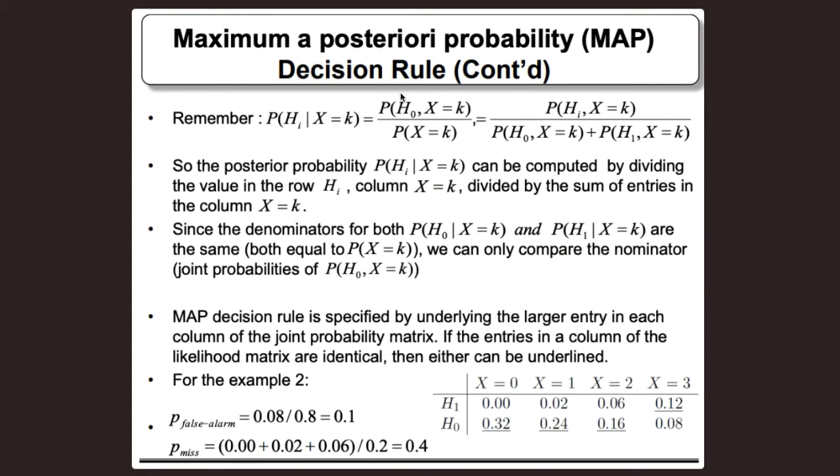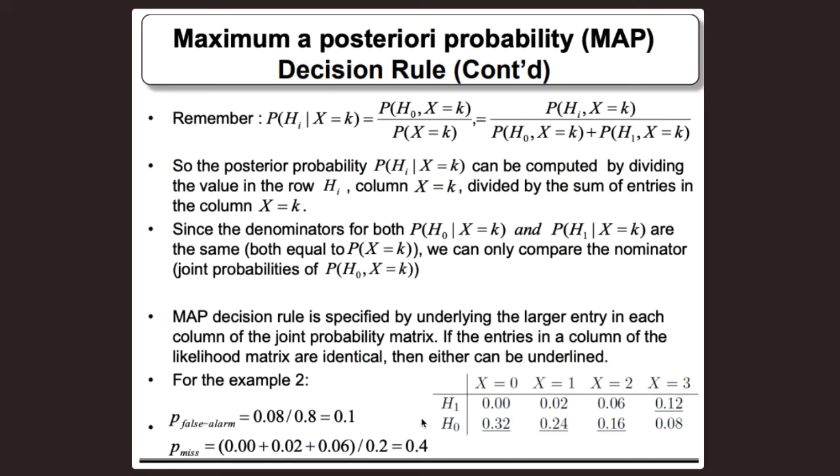This is the formula that we use to calculate posterior probabilities. Since the denominator is the same for both hypotheses, we can just use the numerator to choose which one. In this table, which is the joint probability table, if in this column 0.32 is greater, we underline it. Here 0.24, here 0.16 and here 0.12.